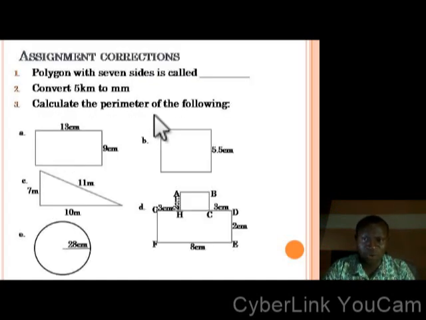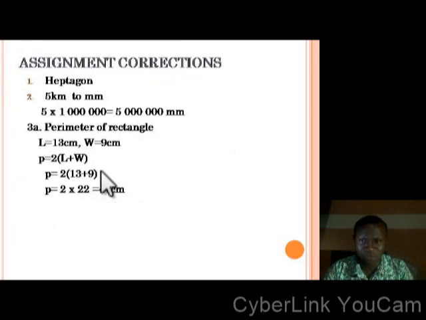Number 3, calculate the perimeter of the following. The first one we have here is a rectangle. A rectangle of length 13 centimeters, of width 9 centimeters. Let's look at the solution. The perimeter of the rectangle is what we are looking for. The length is given to us as 13 centimeters. The width is given to us as 9 centimeters. Remember the formula for calculating the perimeter of a rectangle: perimeter equals 2 bracket length plus width.